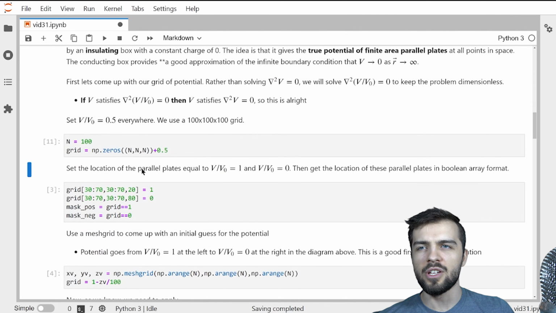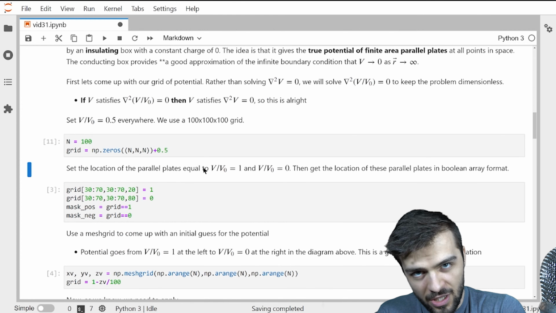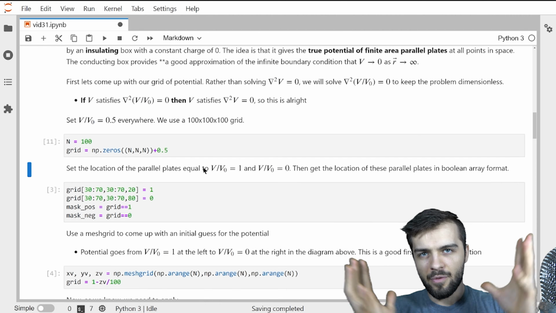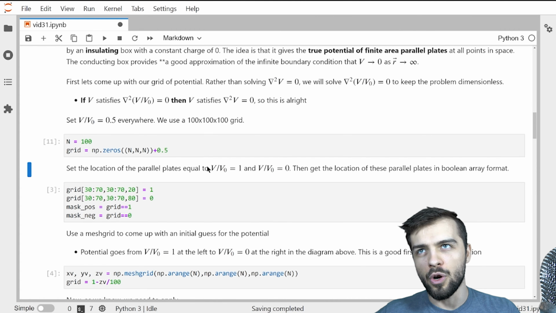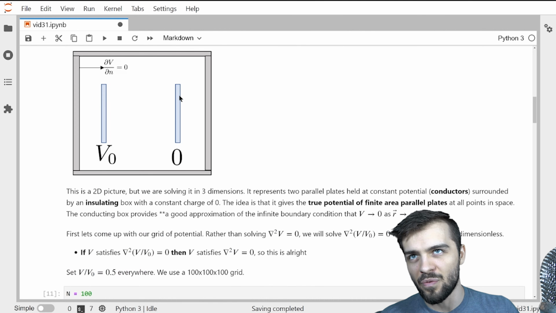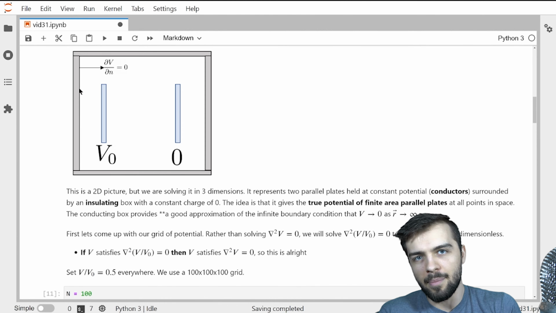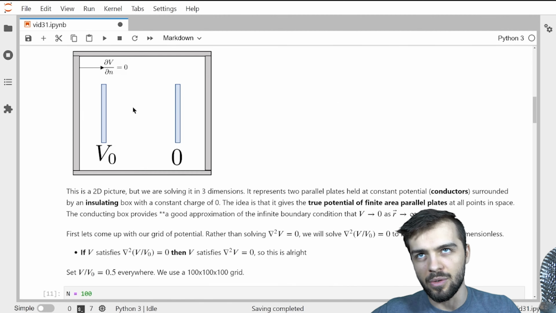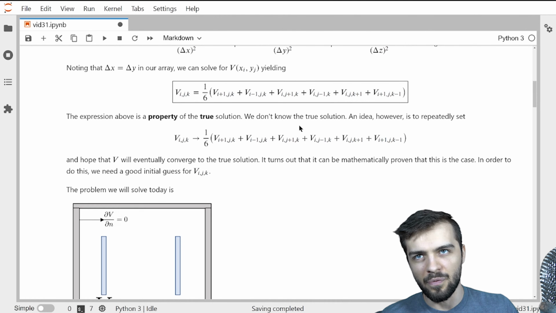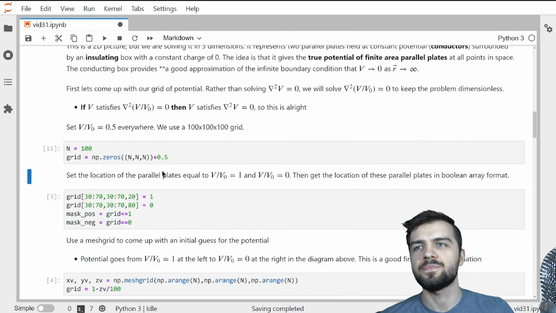And now let's set the location of the parallel plates. These are going to be fixed throughout. Remember, we do that averaging procedure over and over, but this always stays fixed, even though we do the averaging in the white space here. And also the derivative equal to 0 always stays equal to 0 at these points. So we have to apply the boundary conditions after we do this. So this is like the first step, then we apply the boundary conditions.